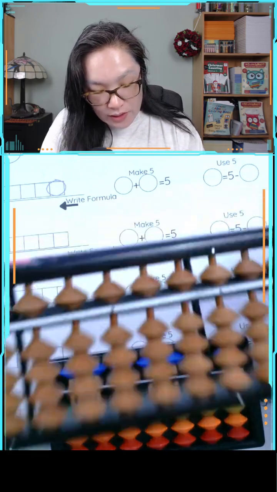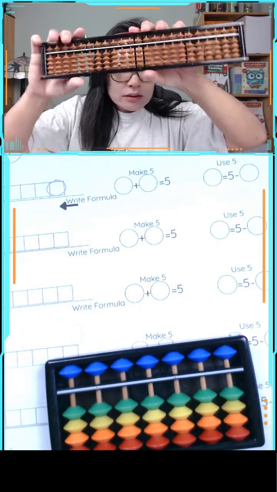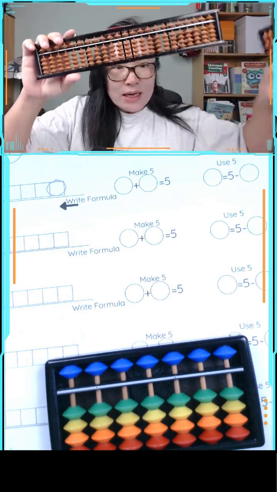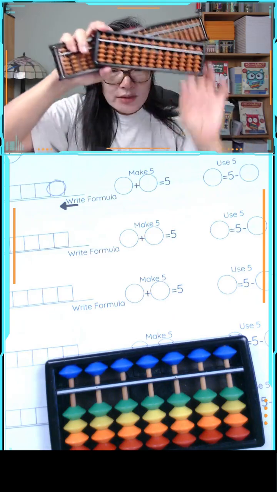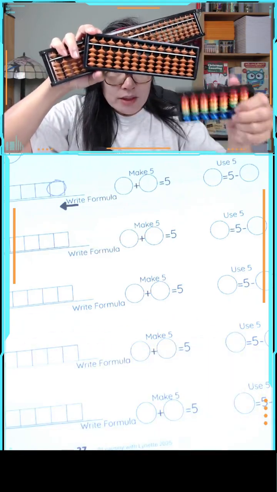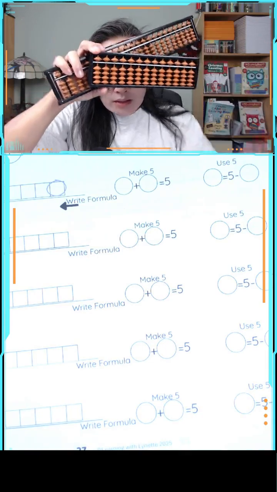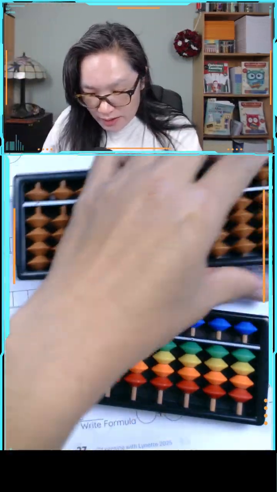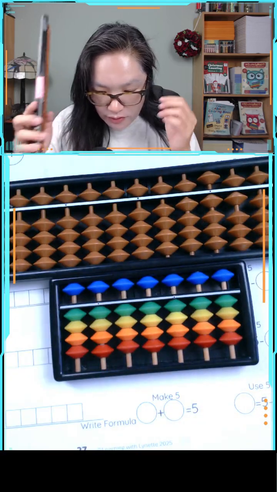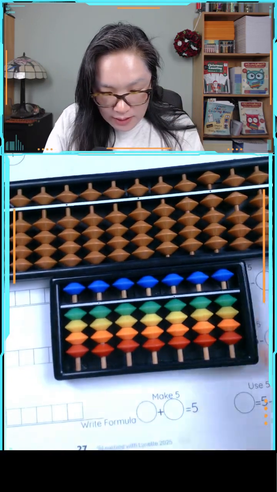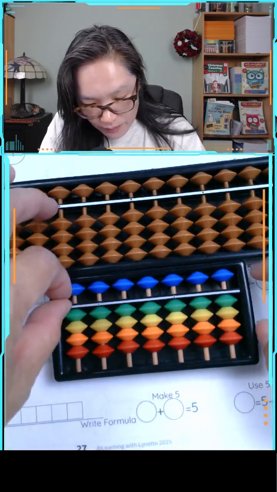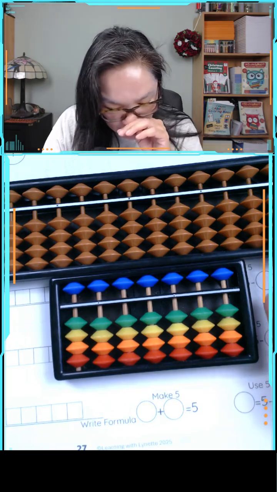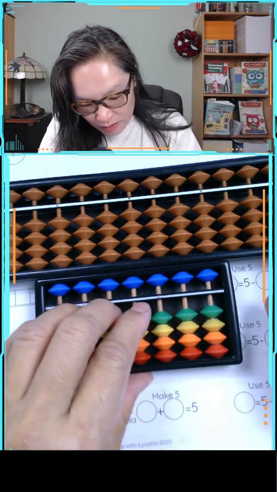This one's a 23 column abacus, and then I sell the 13 column abacus, and I also sell the 7 column abacus. And then what's the difference? Well, the color doesn't mean anything at all. The only difference is the size. But it works exactly the same. You can do small numbers on a big abacus, or you can do small numbers on a small abacus.